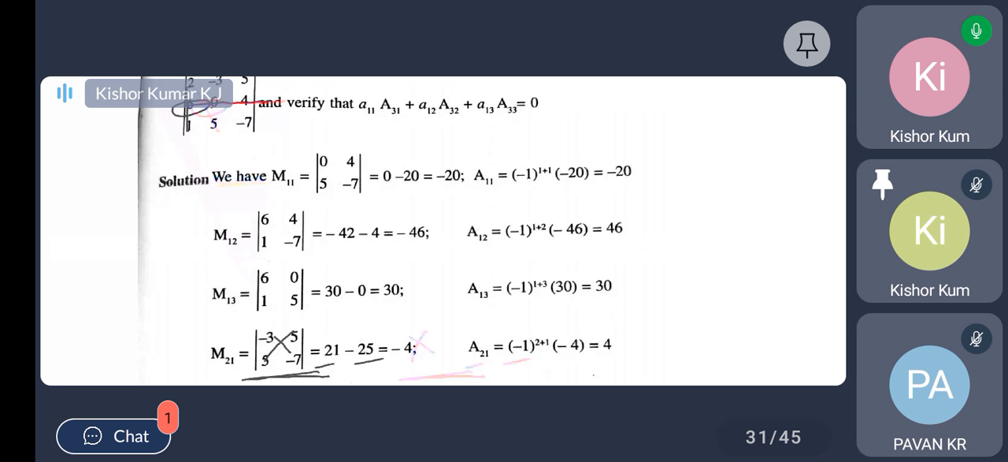Now, after calculating the minor, the cofactor of the same element, A21, is equal to minus 1 to the power 2 plus 1, into minus 4. We know minus 1 to the power 3 will give us minus 1. Minus 1 into minus 4 will give us plus 4. So that is the value of A21.